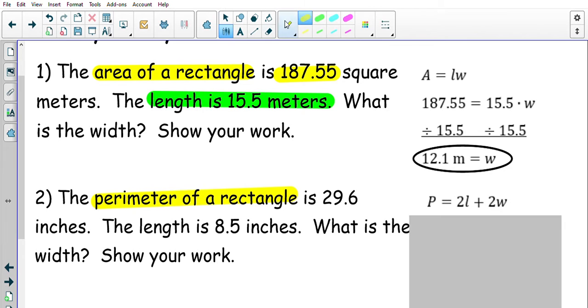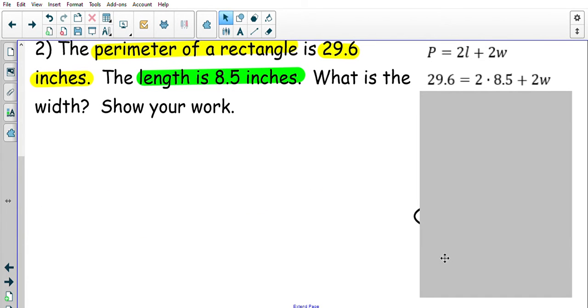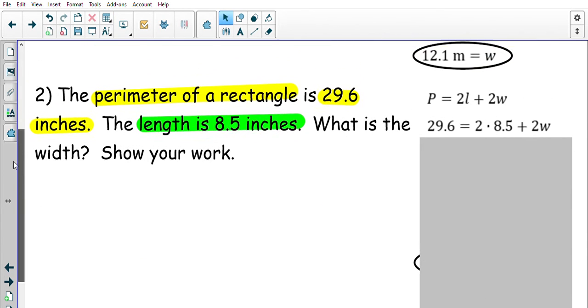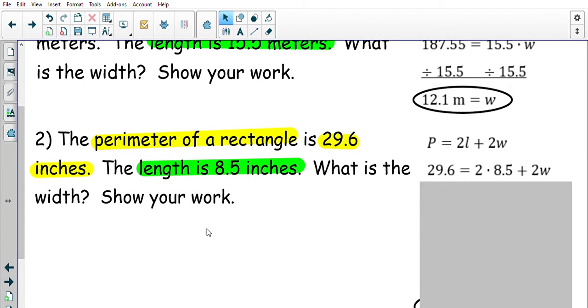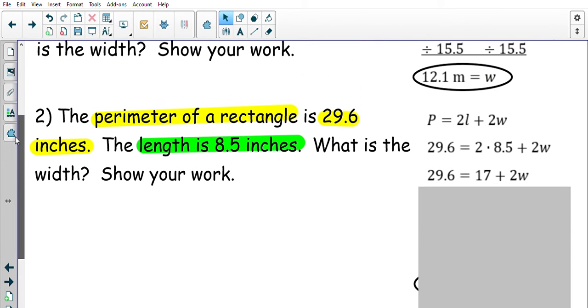And the perimeter that's given is 29.6 inches. And we are also given the length, which is 8.5 inches. So we will replace P with 29.6. We will replace L with 8.5. So we have 2 times 8.5 here, which is going to get us 17. So we have 29.6 equals 17 plus 2W.